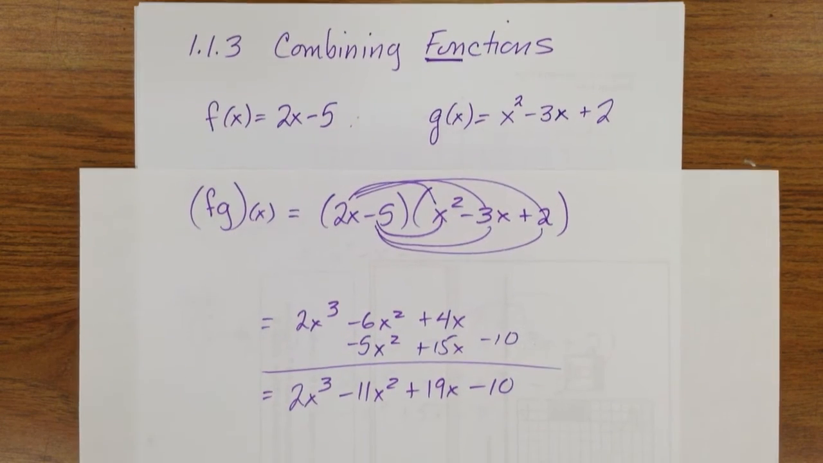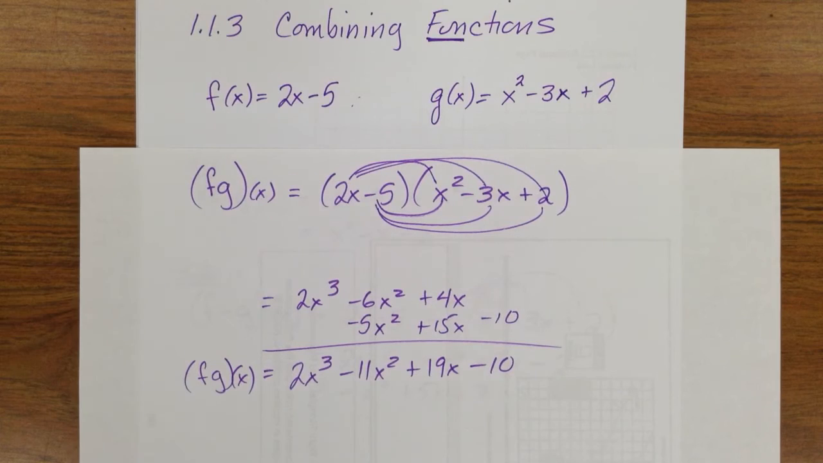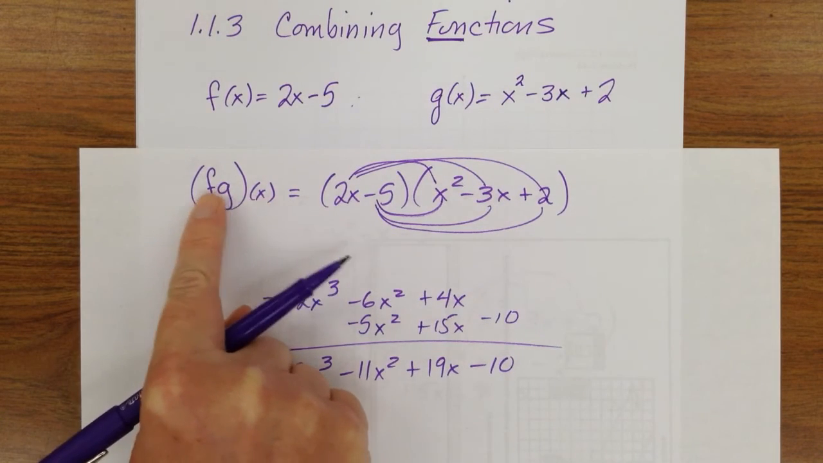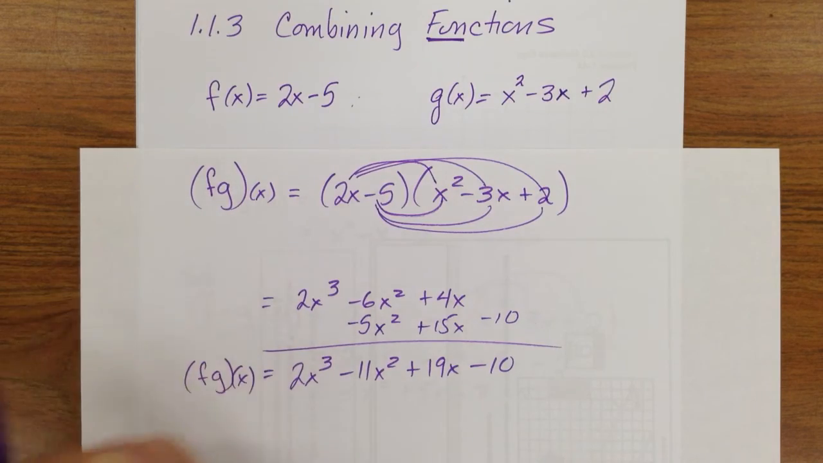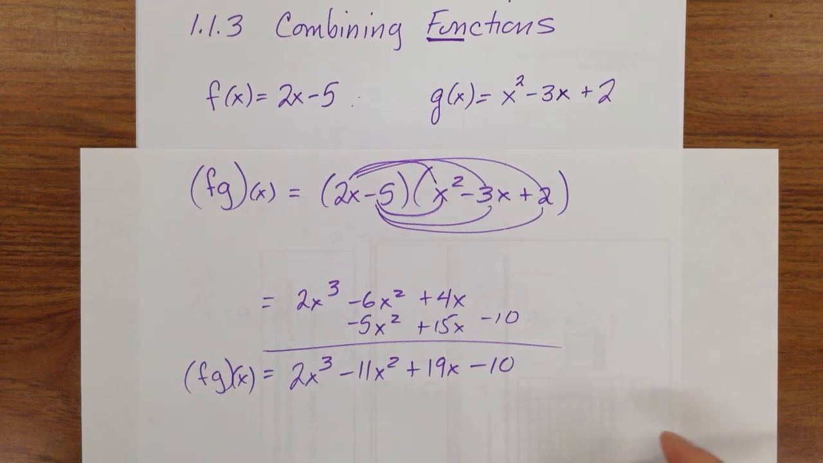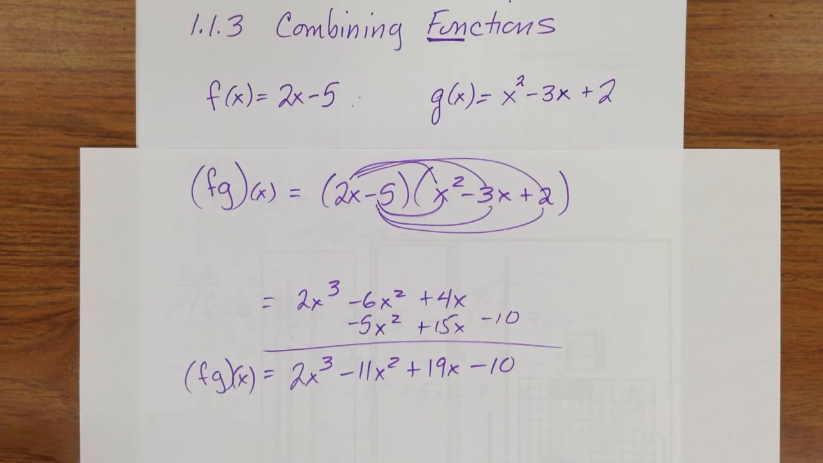Here, at the very bottom, we have fg at x. And once again, you could fill numbers in. You could do fg at 3, fg at 2, and you could do that two ways. You could plug the numbers in separately, then multiply, or now that we have this function, we could just plug the number into this and get the same result. Okay, well, let's see.